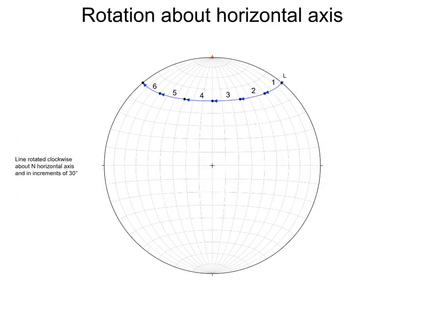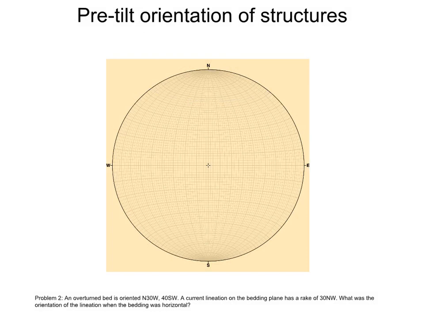Here is a line, L, rotated clockwise about a horizontal axis pointing north, and in increments of 30 degrees. Note that as the line is rotated, it moves along a small circle in the net. Rotations are extremely useful in geology.